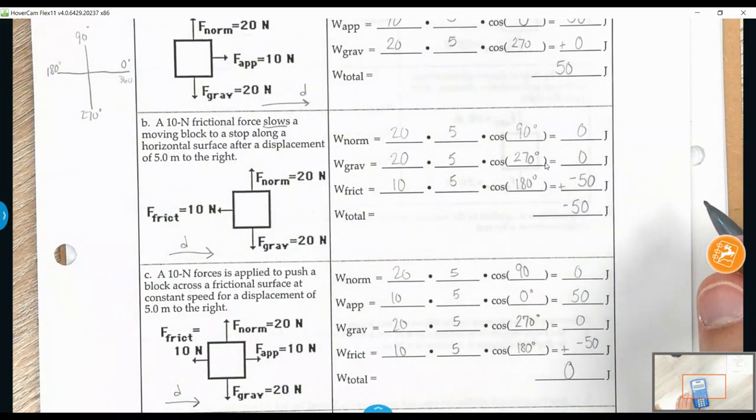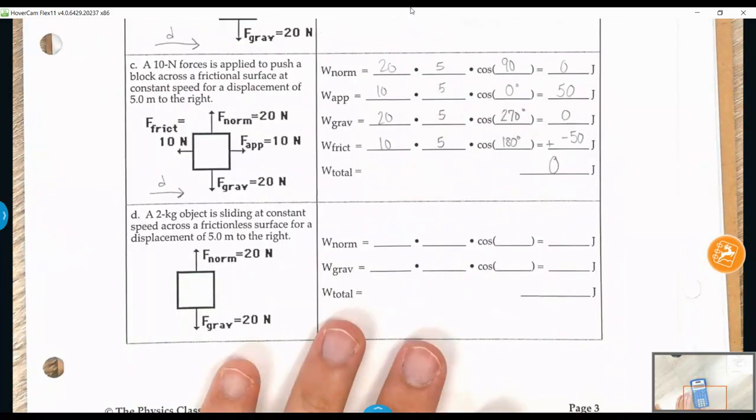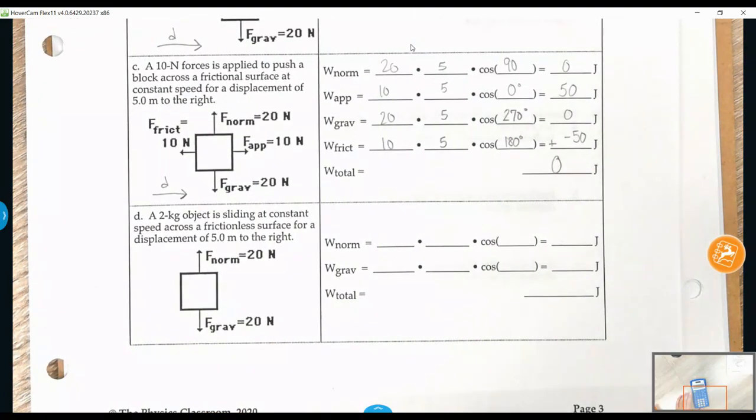So when you're pushing something across at a constant speed like that, when everything winds up balancing out, you get a total work done on the object of 0. All right, and in this case, the last one here should be rather simple.